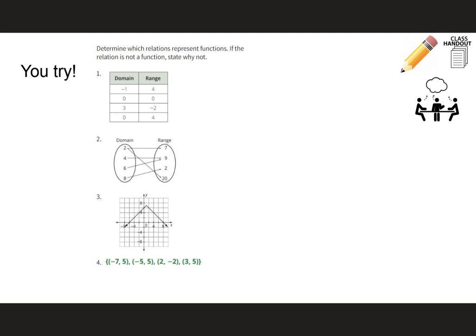Looking at number 1, we have it in a table. Again, we're going to check every x value and make sure it only goes to one y value. So -1 goes to 4. I don't see any other -1, so we're good so far. 0 goes to 0. Okay, but in looking at my table, I see that there's another 0 in my domain, and that's going to a different number, 4. So since 0 goes to both 0 and 4 in our range, we're going to say, no, this is not a function, because 0 maps to 0 and 4.